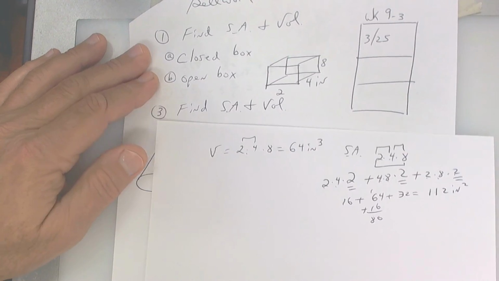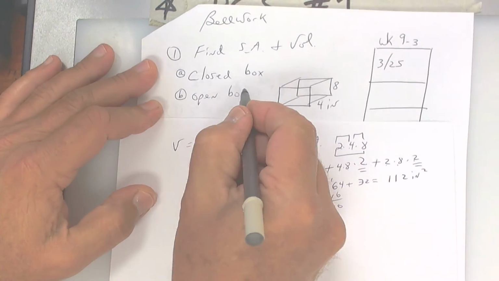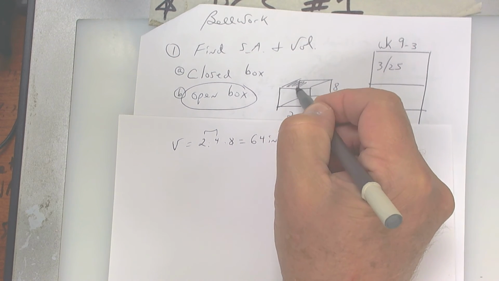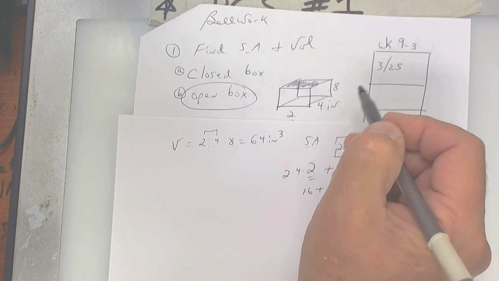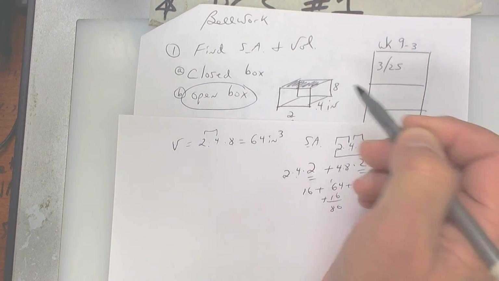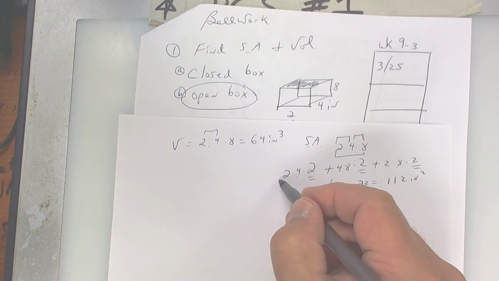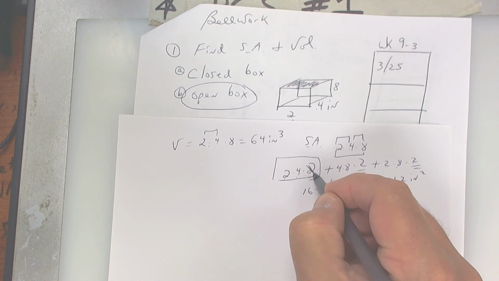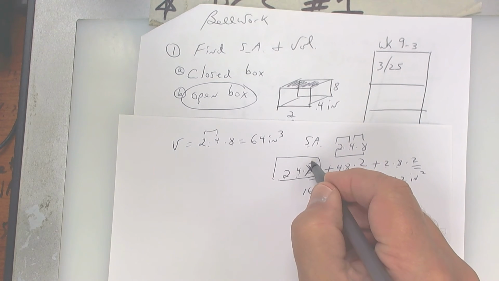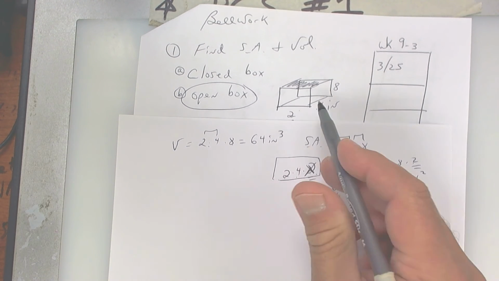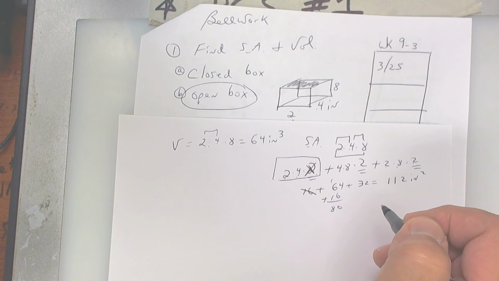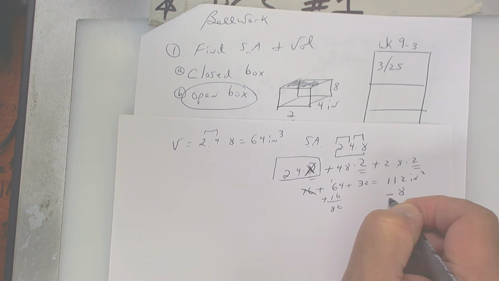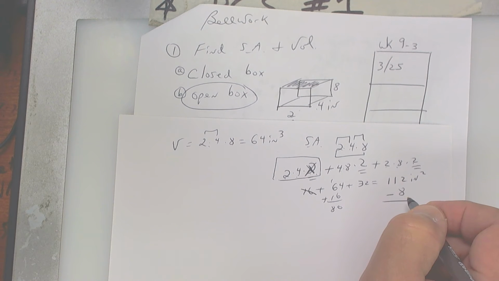Now, it says an open box. If it's an open box, the top is missing. So the top was 2 times 4, the bottom was 2 times 4. So what you want to do for the open box is don't multiply by 2, just leave it as 1, only the bottom. So 2 times 4 is 8. So the only difference for the open box is you'd have to subtract 8 out of this.